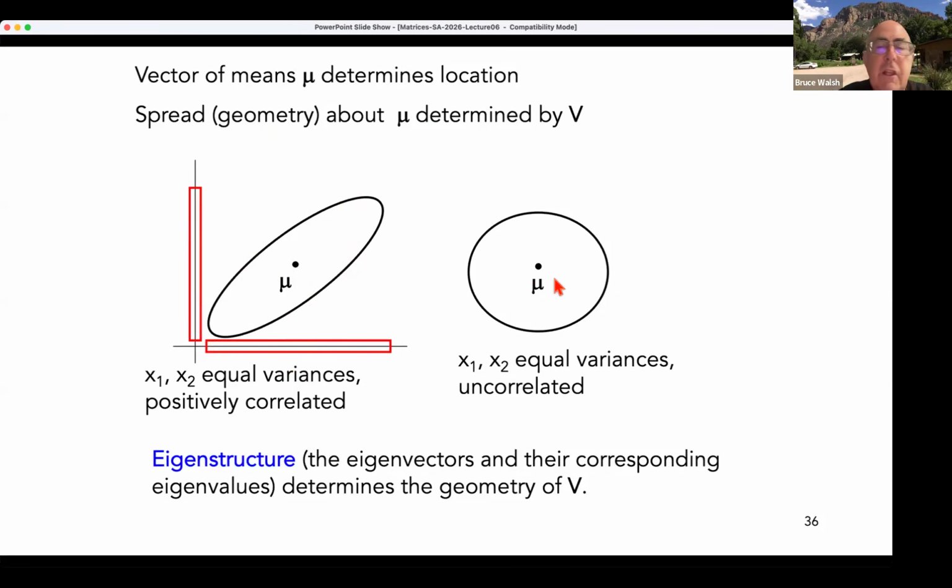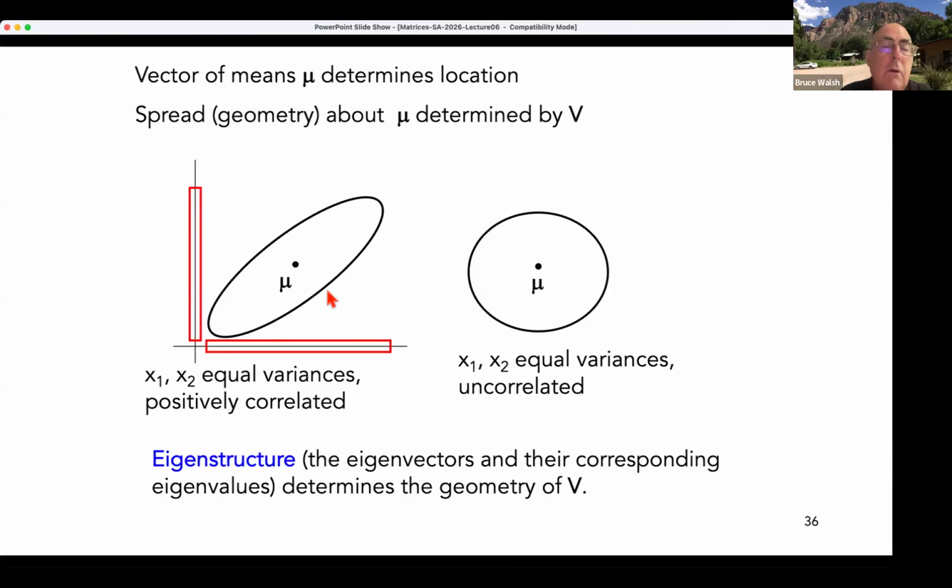So both of these things have the same mean vector, and they both have the same variance in x1 and x2, but these structures look quite different. Why do they look quite different? Because there's a third element we haven't talked about. We've talked about the means for both. We've talked about the variances for both. We haven't talked about the covariances.